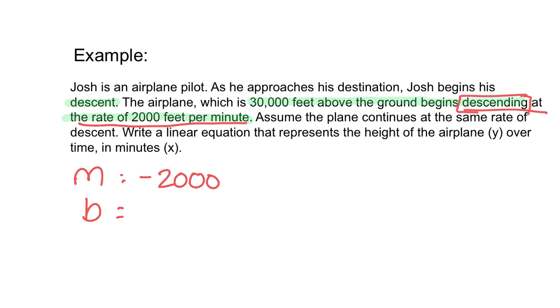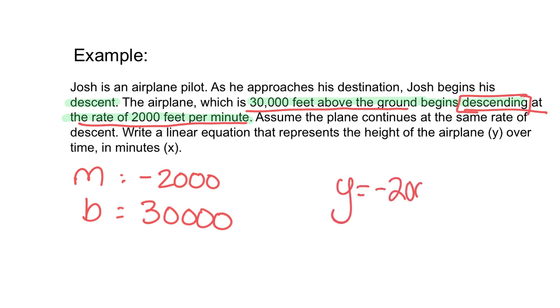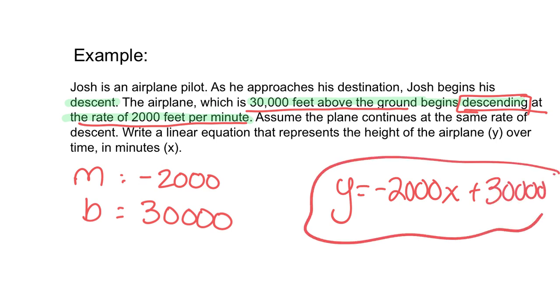But since this is a function of the change based on its descent, we need to know where it was when it started descending. And so it tells us that he was 30,000 feet above the ground when he began his descent. So our B can be 30,000, because that's where he was before he started falling. So the equation for this is negative 2,000x plus 30,000: from 30,000 feet, he began descending 2,000 feet per minute.